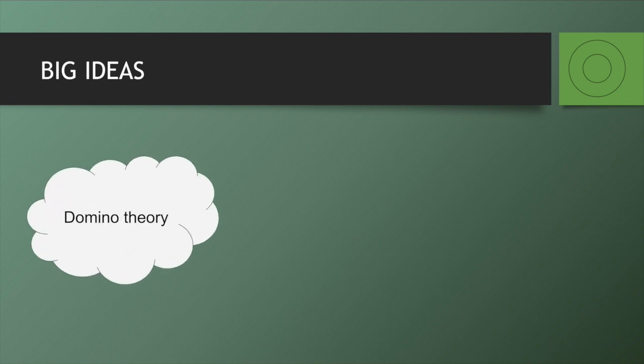There are three big ideas that we will explore that go hand in hand with the larger issue of how the U.S. contained communism. They contain our domino theory. As you may remember, this is a theory that could also be applied to our topic on Cuba and also on the topic of Korea.